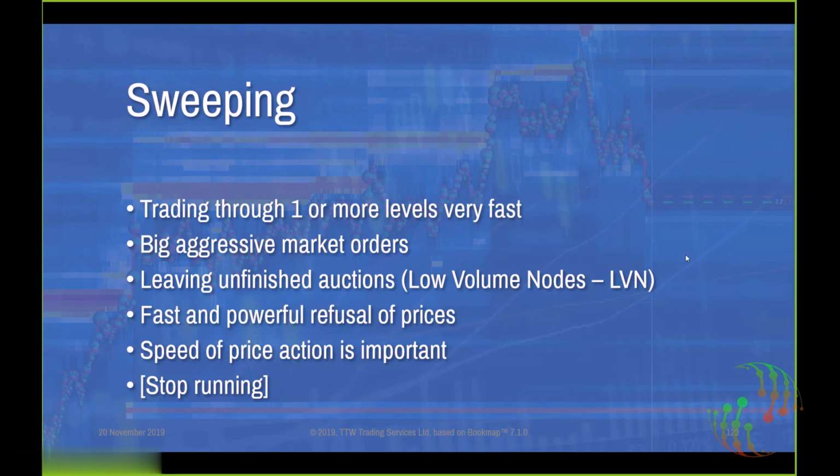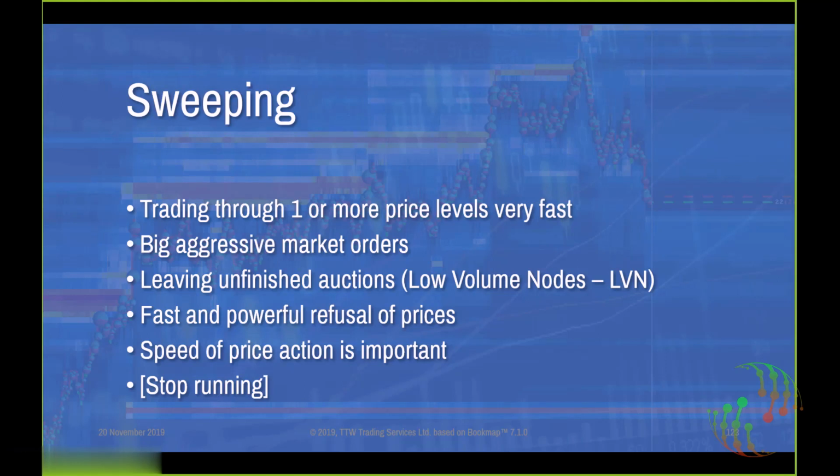Good. Sweeping. Sweeping is trading through one or more price levels very fast. Big aggressive market orders come in for some reasons. I'm still thinking about the reasons for these market orders. It's really hard to answer why they are coming in, but they are there. These aggressive market orders mostly leave unfinished auctions. By that I mean there could be and are several price levels which are not traded.